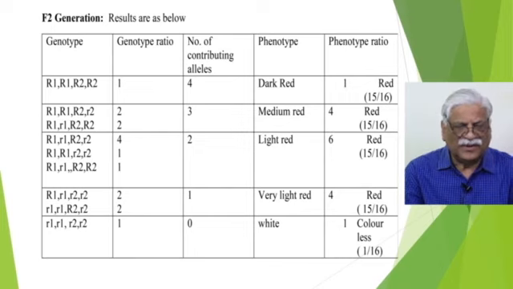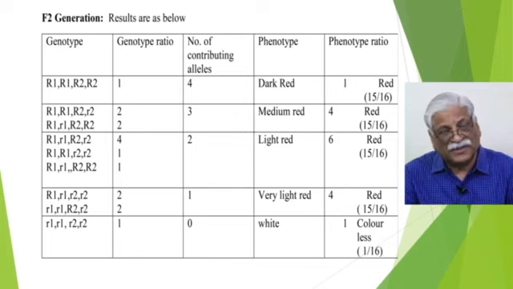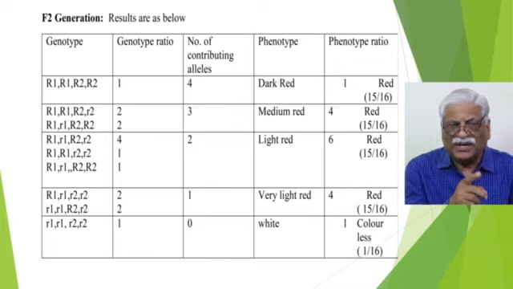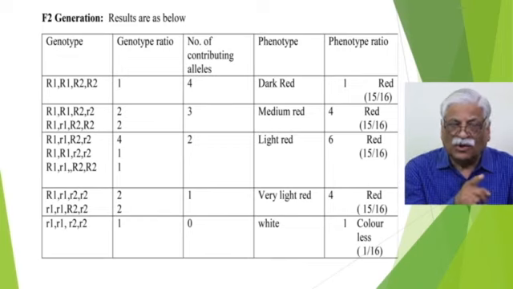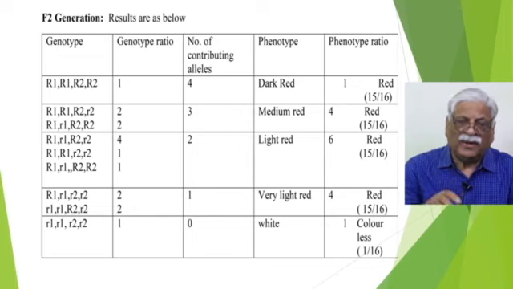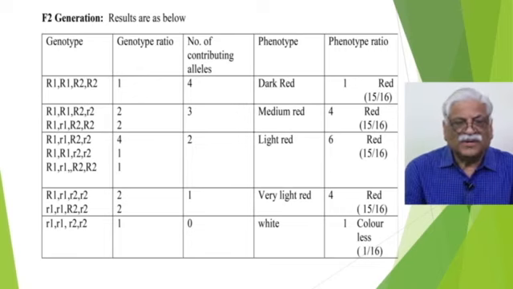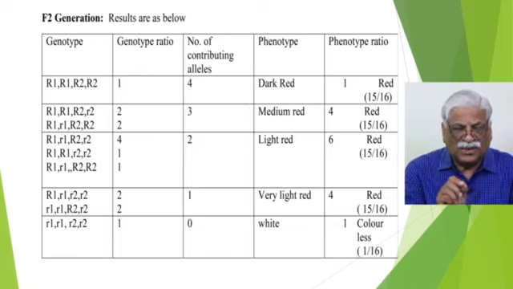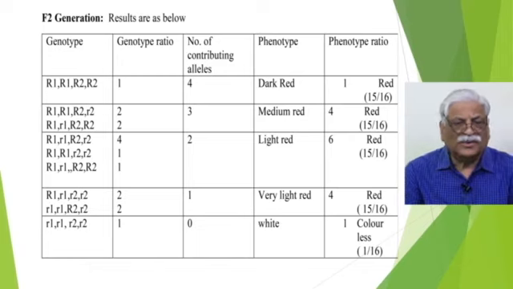See, in the first case, if we do the combination or multiply it, then see how many combinations are possible of the genes. In the first block, you can see R1, R1, R2, R2. The genotypic ratio is 1. The number of contributing alleles is 4. And since all the dominant genes are present, the next generation will be the dark red.